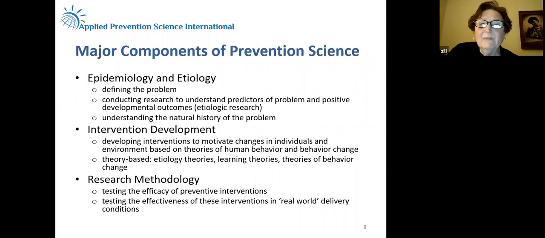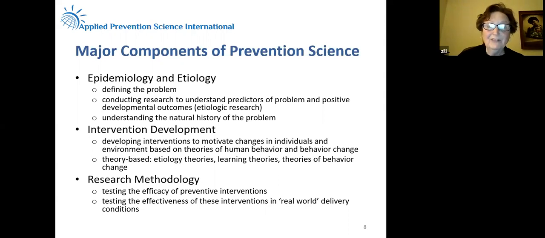So there are three major components of prevention science. There's epidemiology and etiology, which defines the problem that we're looking at. What is the problem? Who's affected by it? How do you define it? What are the consequences of it? What's the progression, if there is a progression, such as there is with substance use? Also, we conduct the research to understand the predictors of these problem behaviors, and understanding the natural history of the problem is really important.